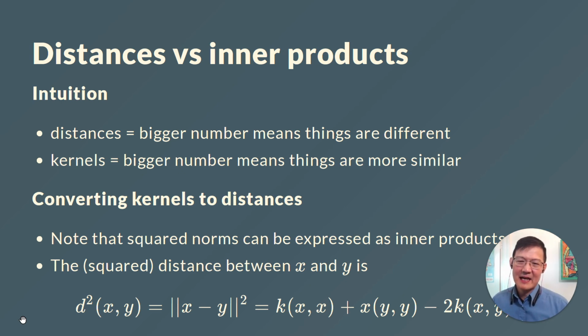So if you have a kernel, and if you have an inner product, you can define something called a norm, and the norm can be expressed purely in terms of the kernel, and then you get this expression as below. Notice there's a typo there. The middle term is kyy, not xy.